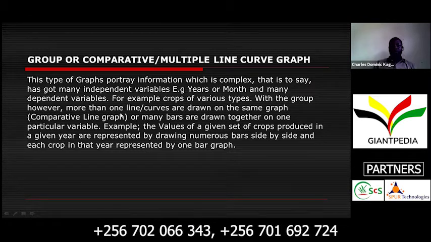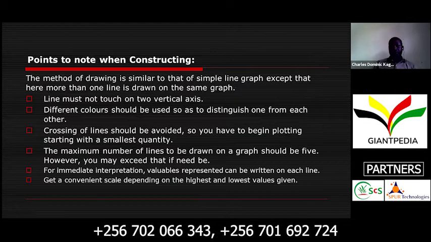However, more than one line graph is drawn on the same graph. That is why I have put in the brackets that these are called comparative line graphs, and many others. So these help to give information. We are saying that the values of a given set of crops or crop produce in a given year are represented by drawing numerous bars side by side, and each crop of that year is represented by one bar in a group. That is basically what we look at under comparative.